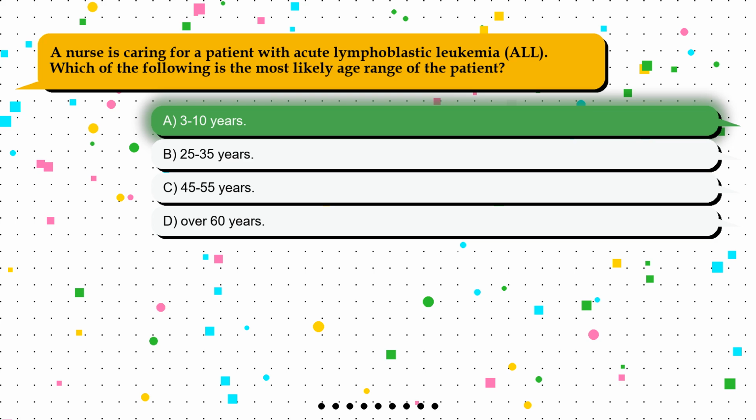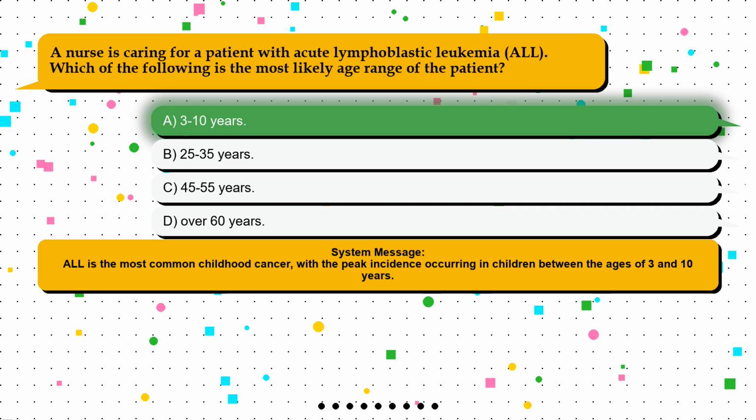The correct answer is option A. 3 to 10 years. ALL is the most common childhood cancer, with the peak incidence occurring in children between the ages of 3 and 10 years.